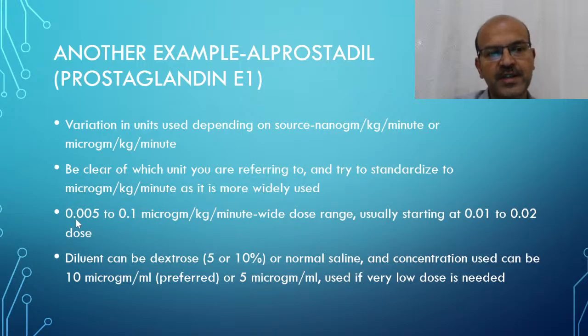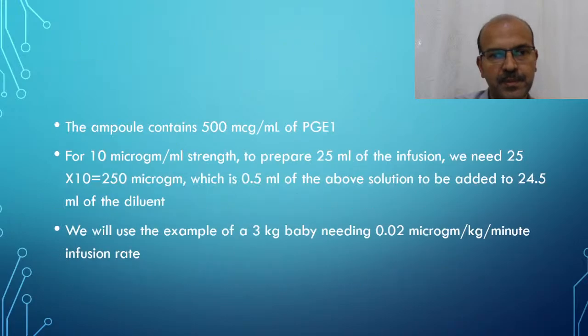So the range is 0.005 microgram or 5 nanograms to 0.1 microgram or 100 nanogram per kilogram per minute. It's a wide dose range. We usually start with 10 nanogram, which is the same as 0.01 microgram, up to 20 nanogram dose. The diluent can be dextrose or normal saline. The concentration used is usually 10 microgram per ml, which is preferred. We can also use 5 microgram per ml if the dose is very low, so it's easier to use on the pump. The ampule contains 500 microgram per ml of the prostaglandin E1.